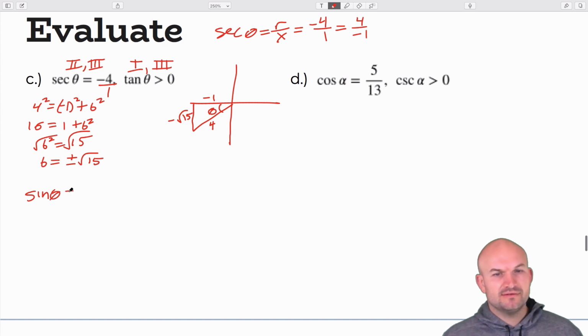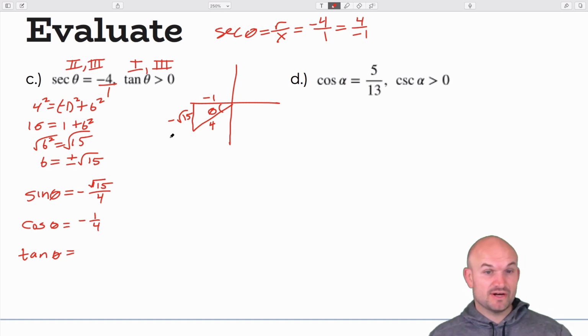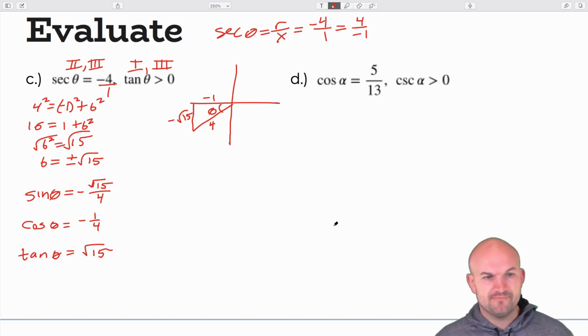Sine of theta in this case is going to be opposite over hypotenuse, so that's going to be negative square root of 15 over 4. The cosine of theta is going to be negative 1/4. And the tangent of theta is going to be opposite over adjacent. Remember tangent is positive, right? A negative over negative is positive. So that's going to be a negative square root of 15 over negative 1, which is just a positive square root of 15. So now let's go to the reciprocal functions.